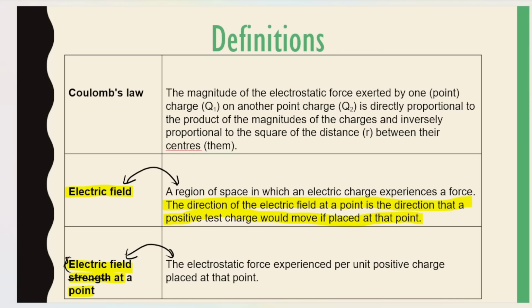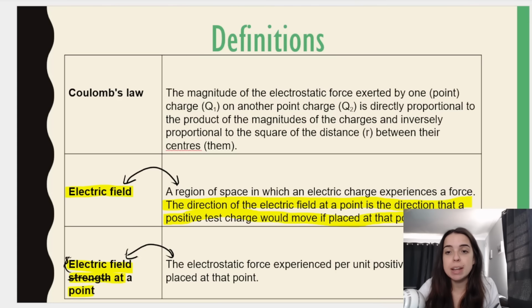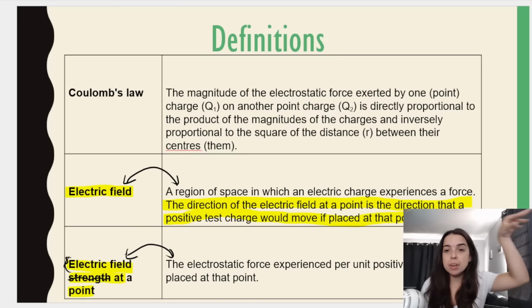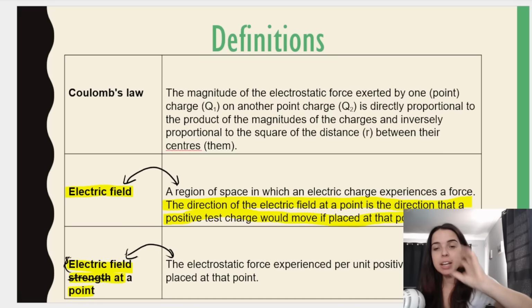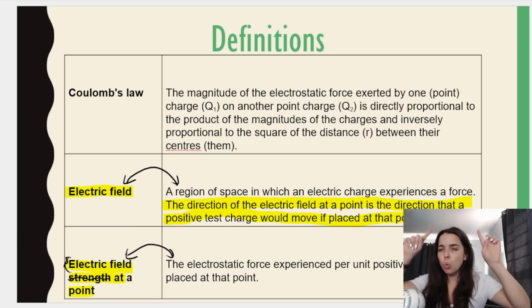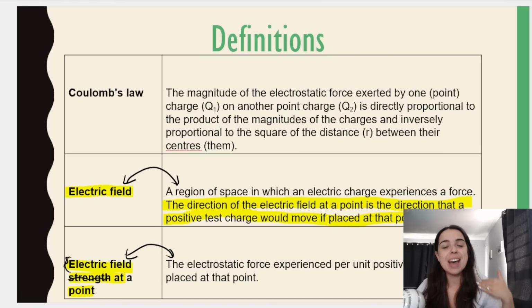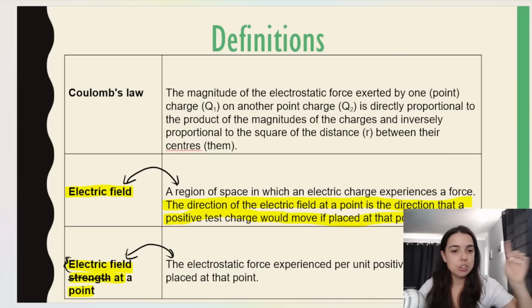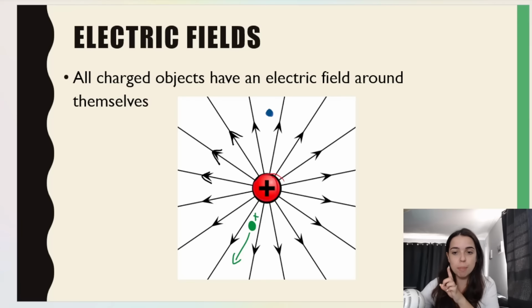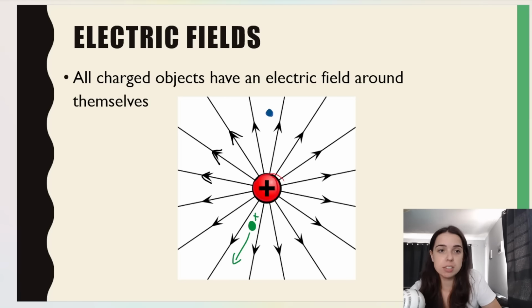Now, that sounds very complicated, overly complicated, but basically what they're saying is pretend that you are placing a little positive charge in the field. We're just picking up a little random positive test charge, putting it in the field, and we are thinking, which way will this positive move? And the way that the positive will move, that is the direction of the electric field. So again, if we look at this example over here, because the charged sphere that is creating the field is a positive, this is a positive.